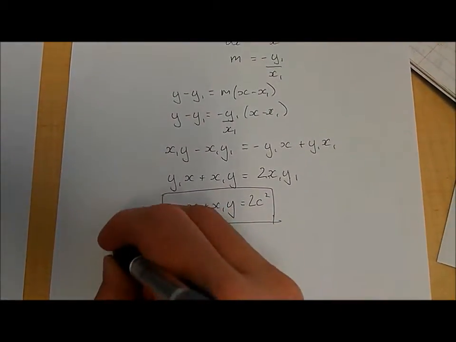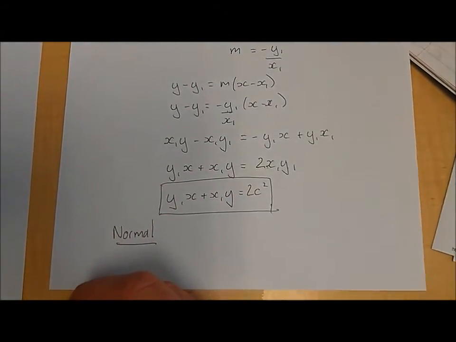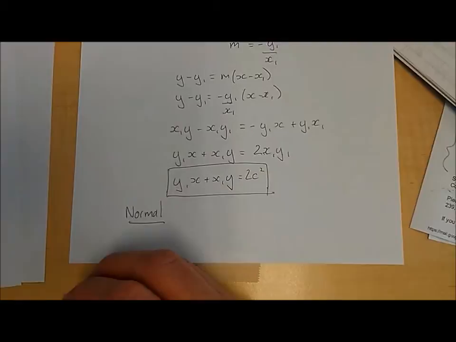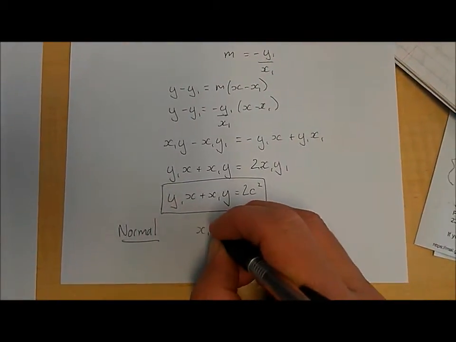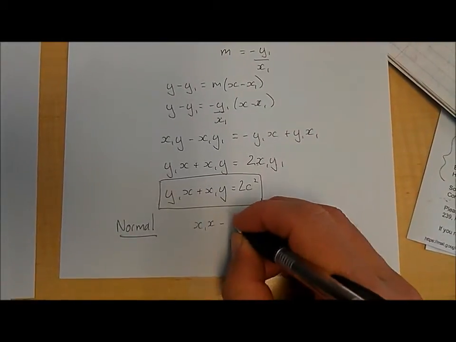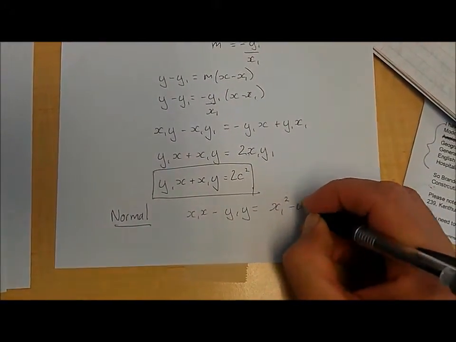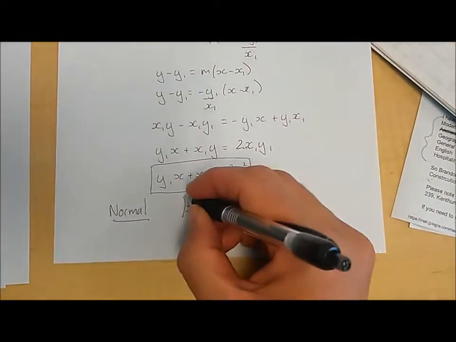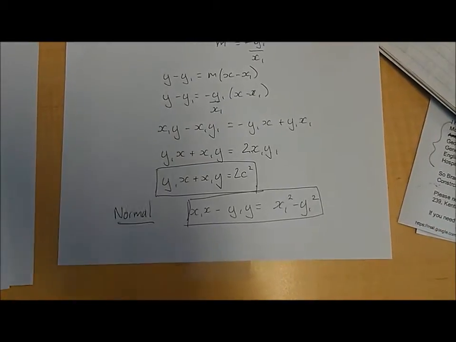What I want you to do now is practice this yourself. Run through the same process from start to finish. Don't take any shortcuts, differentiate implicitly and so on. Find the normal, and what I want you to come to in the normal is that x1x minus y1y is equal to x1 squared minus y1 squared. So do that for homework and be prepared to show me next lesson.